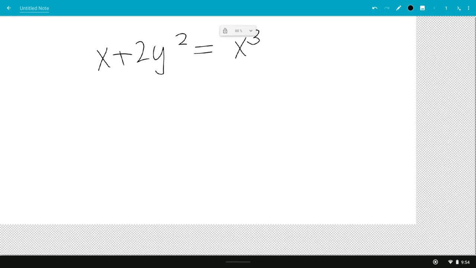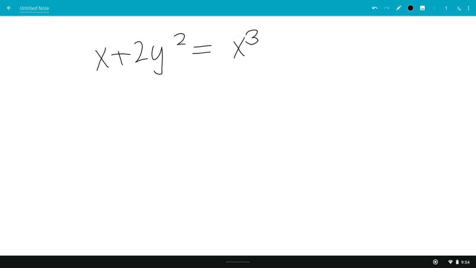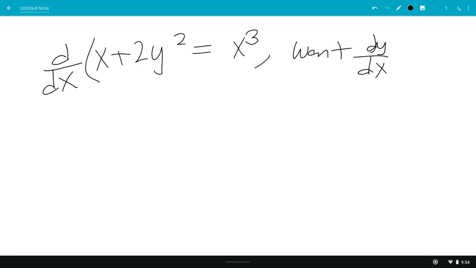In this video, we're going to talk about implicit differentiation. So let's say we have the equation x plus 2y squared equals x cubed. We want dy/dx. The first thing we would do is differentiate both sides with respect to x.